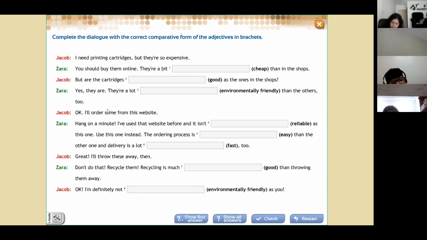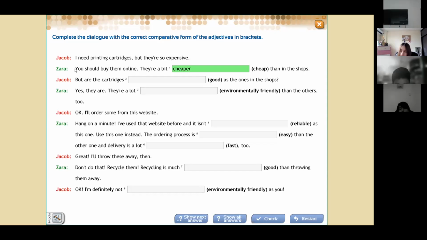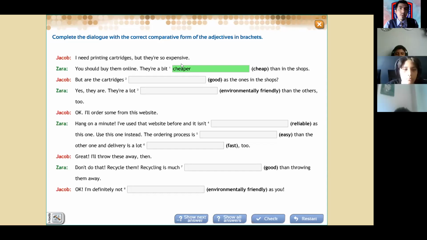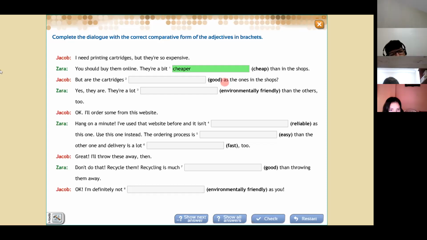Maduro says cheaper, which is right. They are a bit cheaper than in the shops. At least a bit means like a little, like poquito, un poco, of course, barato, más barato que en las tiendas. So number 2, but are the cartridges, and you have as modifier here. So the answer for that is ideas in this case. Let's see in the chat.